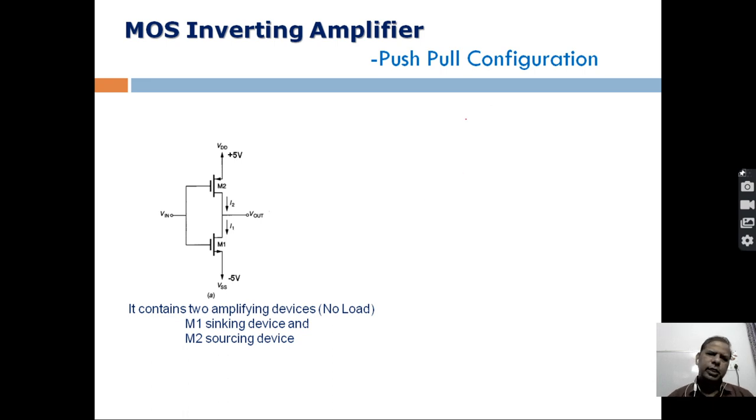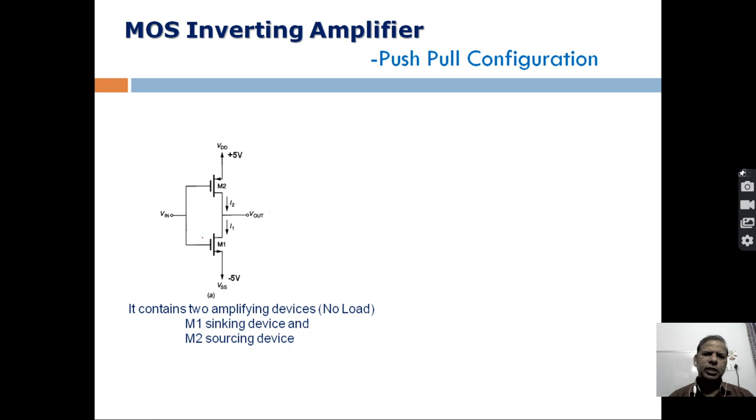So here you can see that in this push-pull configuration we have two amplifying devices. Normally in case of an amplifier circuit we have one amplifying device and there is a load connected here, but in this configuration there is no load, only two amplifying devices are there.